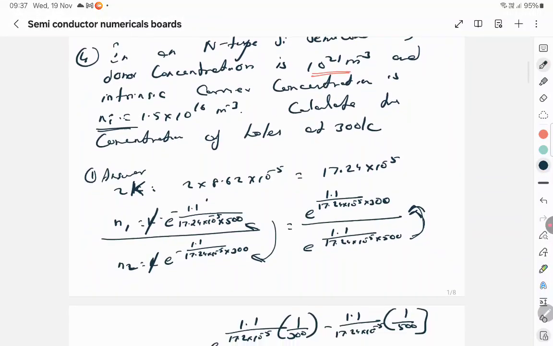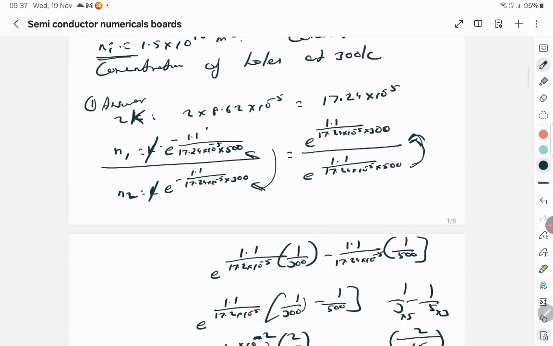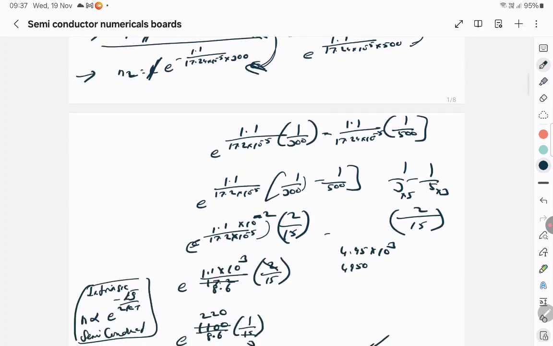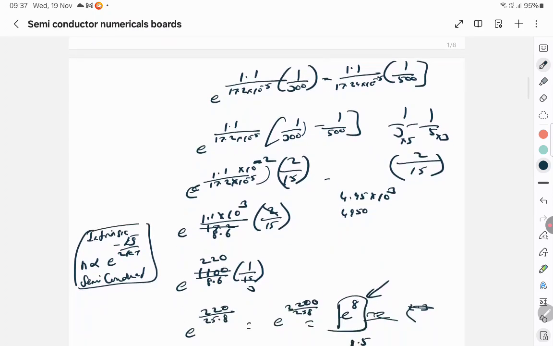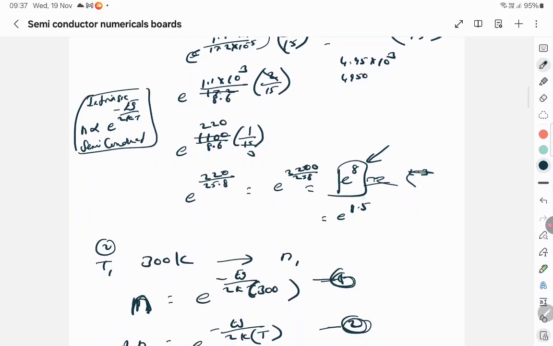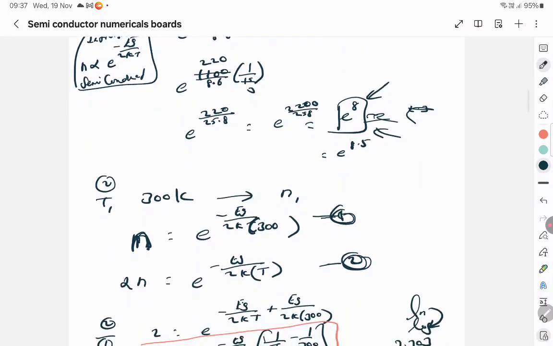Let's see what I have done. You know that this is N1 and this is N2, at a temperature of 500 and at a temperature of 300. The K and K, the constants, get cancelled. You can take it like an exponent up. It will become subtraction, e to the power subtraction. You can take the constant out and subtract and plug in the values. You get e to the power 8 as the answer. This is again only for your knowledge. I don't think it will come.